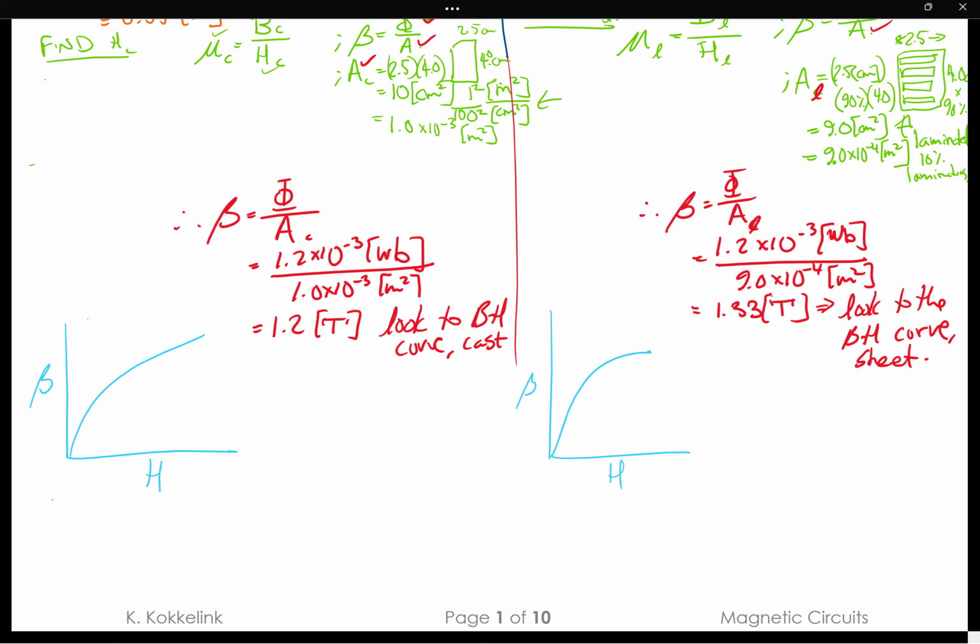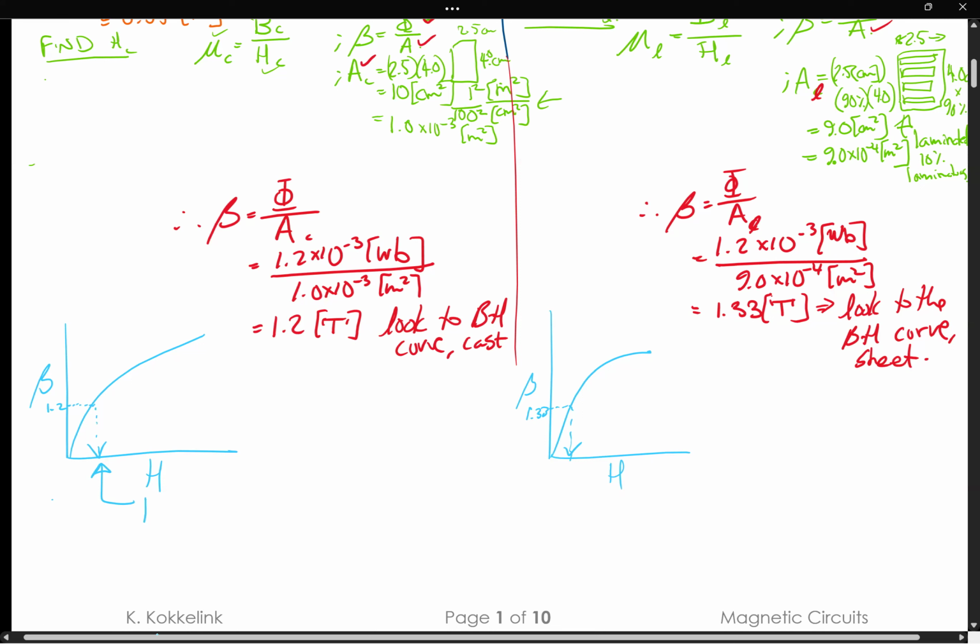And now you're going to find that beta of 1.2, and you're going to go over and down. You're going to find the 1.33, you're going to go over and down. And what you'll find that you hit is, in this case, if you have a flux density of 1.2 Teslas, it means that the magnetic field strength of that cast section must have been 1,220 amp turns per meter. I'm going to say from curve.